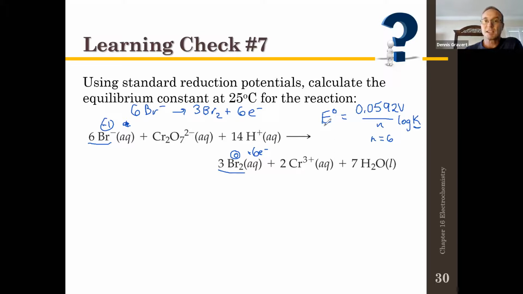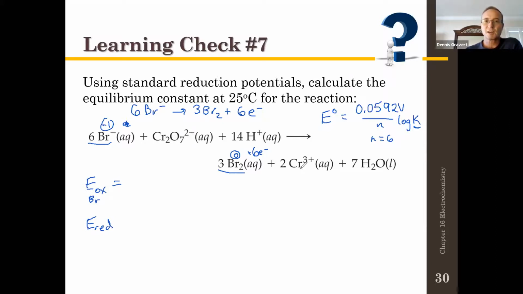Okay, what's the potential? Well, we need the potential for the bromine. Is this being oxidized or reduced? It's being oxidized. The Br minus, the reagent, is losing electrons, so it's being oxidized, and that's for the bromine. And then the other one must be reduction. Is that true?